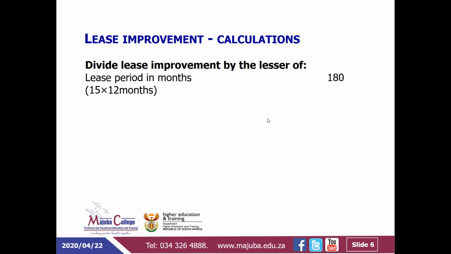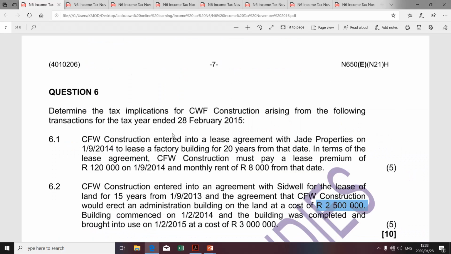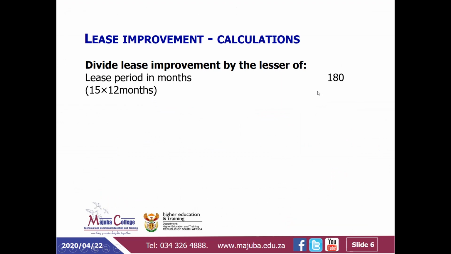Okay, let's actually determine the lesser of. So we're going to take the lease period in months. It's important that you convert the lease period to months. Let's establish what the lease period was. The lease period was 15 years. It is clearly 15 years. However, we have to convert it to months. How do we do the conversion? We simply multiply by 12 months.